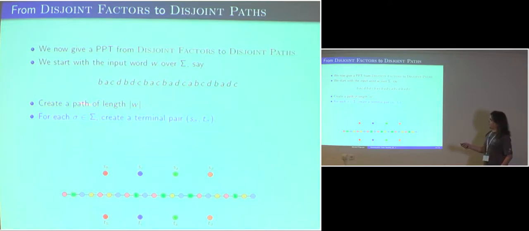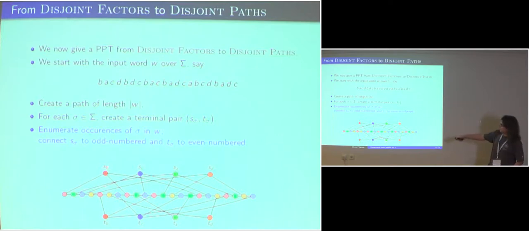Now, for every letter from my alphabet, I create one terminal pair that needs to be joined. So for letter B, I've got SB and TB. For letter C, SC and TC, and so on. And now I do the following construction. I look at the letters B in this word, for example, and I index them: first occurrence, second occurrence, third occurrence, and so on. I connect SB with the odd occurrences, and I connect TB with the even occurrences. Sounds a bit strange.